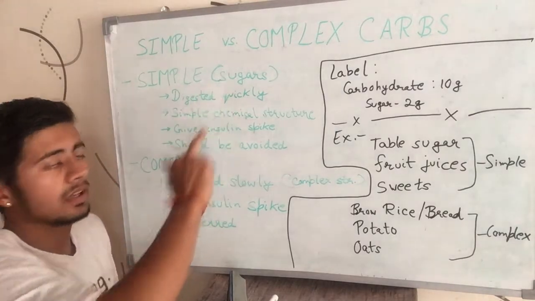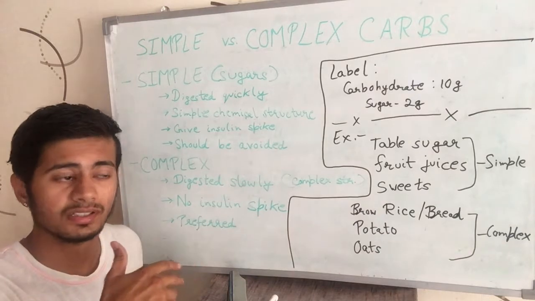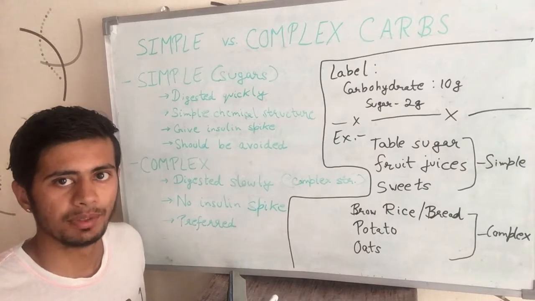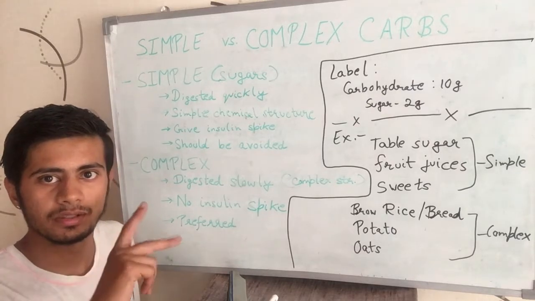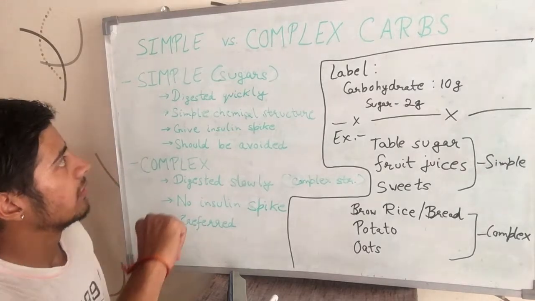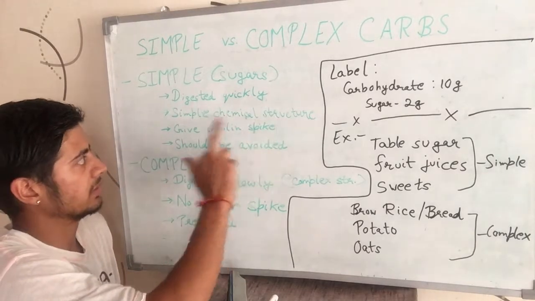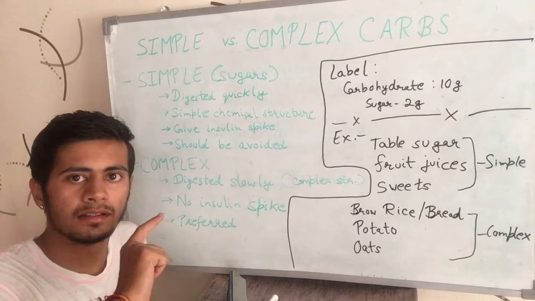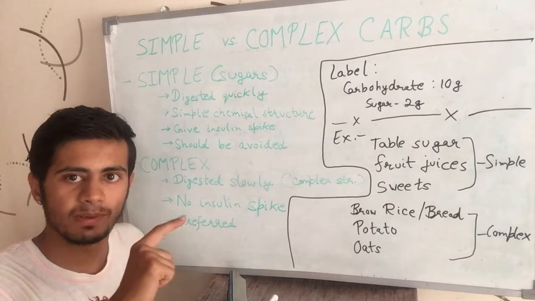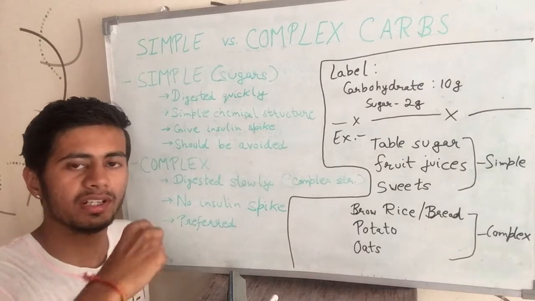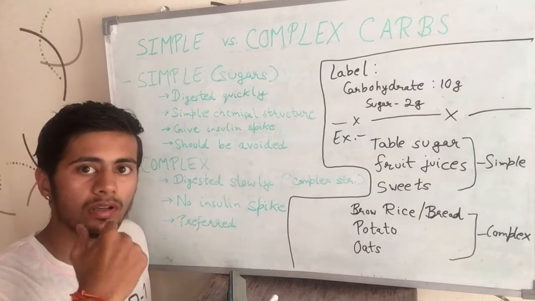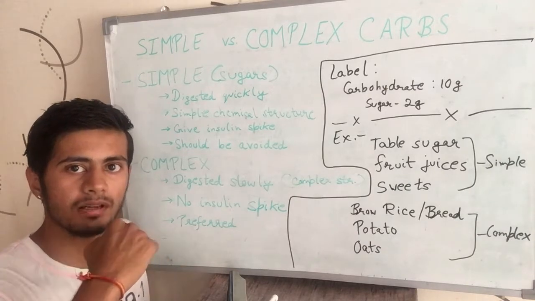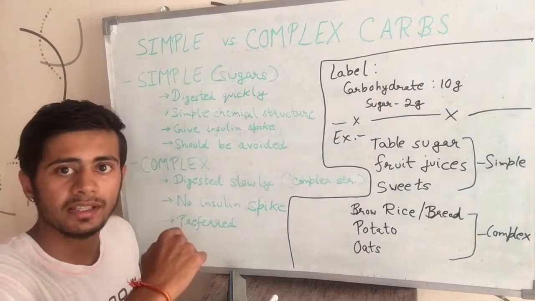Now, simple carbohydrates are also generally called sugars. So the sugars that you talk about in day-to-day life are simple carbohydrates. They are used interchangeably. Their chemical structure is simple. So if you eat simple carbohydrates, they will give you an insulin spike. We have talked about this in a previous video. If you eat a lot of sugar, a lot of simple sugar or simple carbohydrate, then your blood sugar goes up immediately because it is digested very quickly.